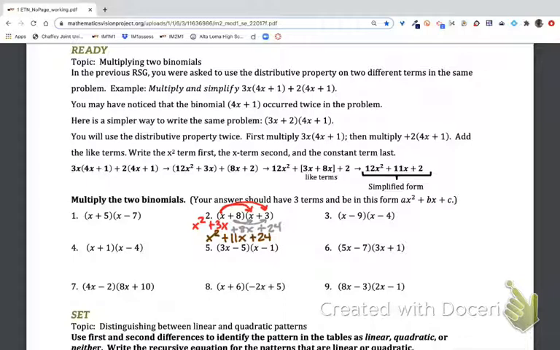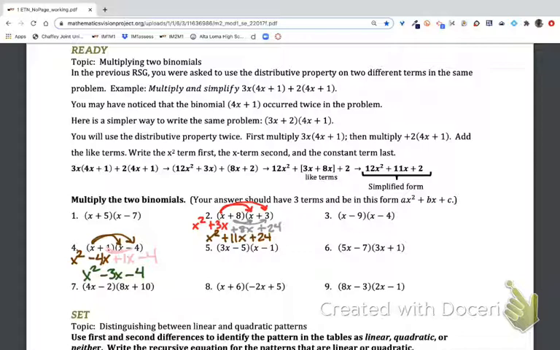So for the next one, for number 4, x times x, and then x times negative 4. So x times x is x squared, x times negative 4 is negative 4x. Plus 1 times x is plus 1x, and plus 1 times negative 4 is minus 4. So combining those like terms, again, I can take the negative 4x and the positive 1x. The x squared stays the same. I end up with x squared minus 3x minus 4.